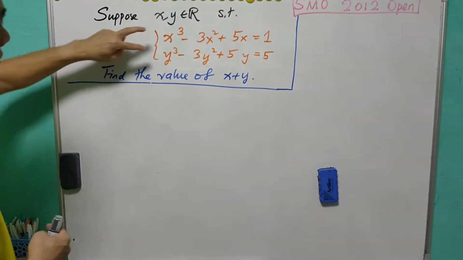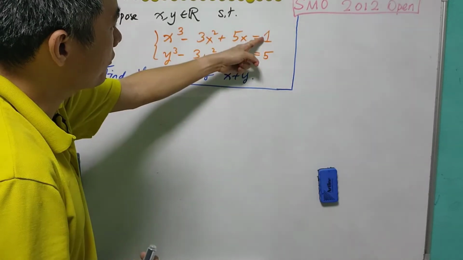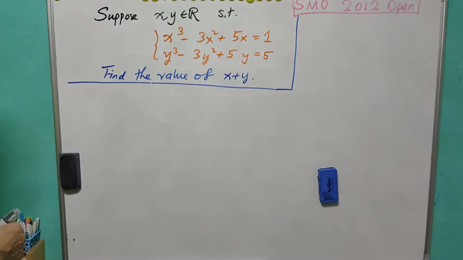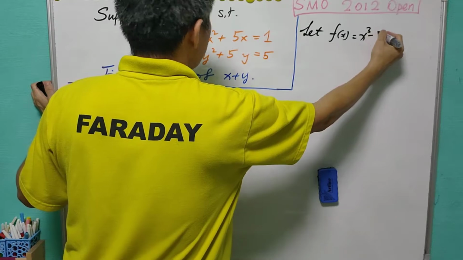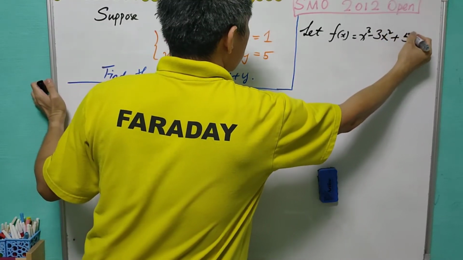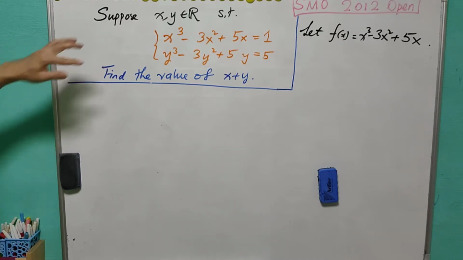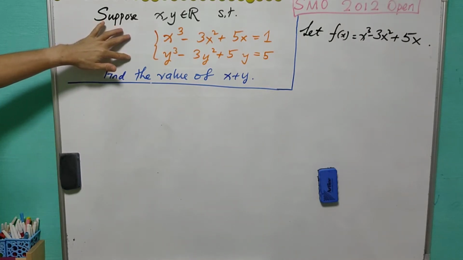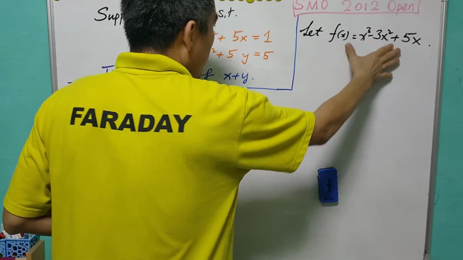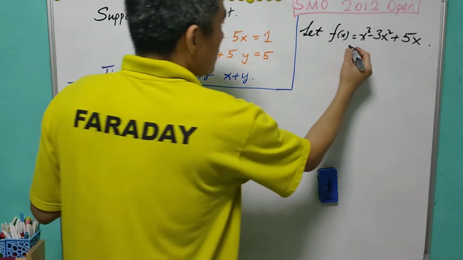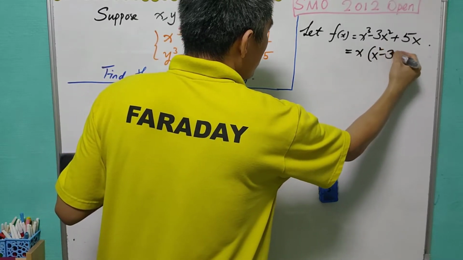First of all, we notice that the corresponding coefficients of these two equations are the same, except for the constant. So we may let f(x) be the function x cubed minus 3x squared plus 5x. In order to make the question more meaningful, we try to understand using the graphical method. So I'm going to sketch the graph of y equals f(x). Obviously, we can factorize the x, and this is x squared minus 3x plus 5.